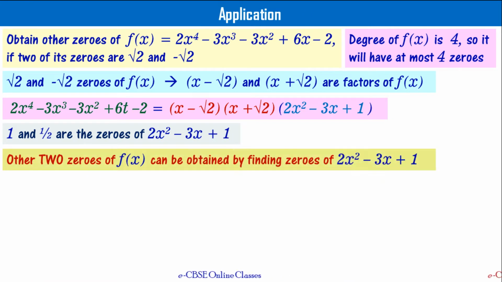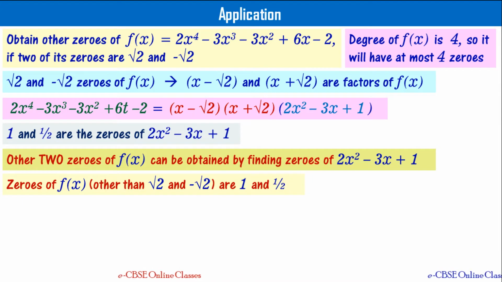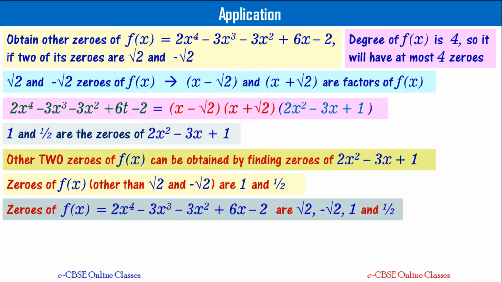And earlier we said that other two zeros of f of x can be obtained by finding zeros of 2x square minus 3x plus 1. We have already gotten the answer for that. Those are 1 and half, right? So now we can say that zeros of f of x other than root 2 and minus root 2 are 1 and half. This is the answer we are expected to find. Finally, let's say that zeros of f of x equal to 2x power 4 minus 3x cube minus 3x square plus 6x minus 2 are root 2, minus root 2, 1 and half.